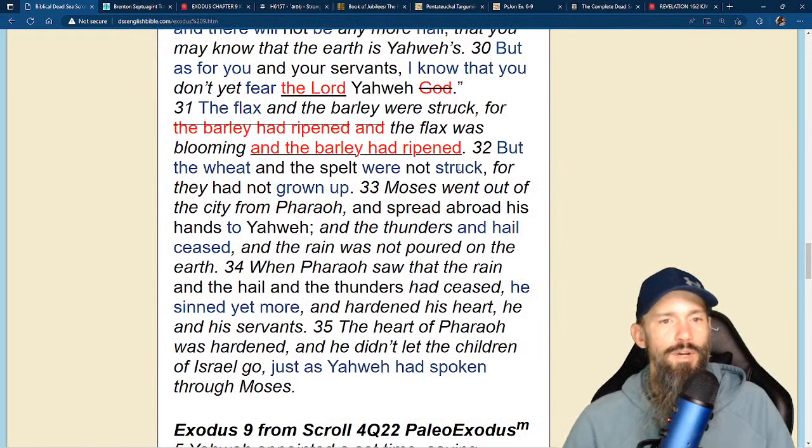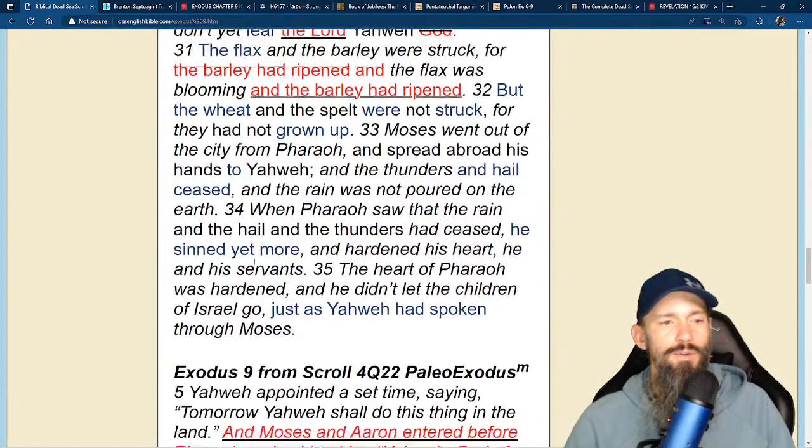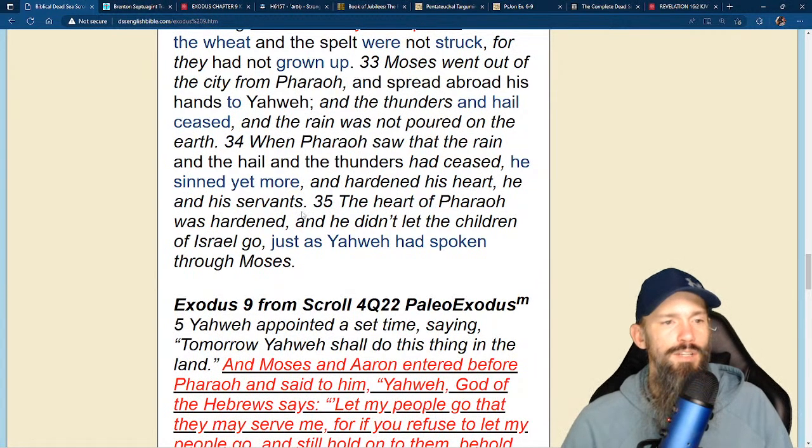The flax and the barley were struck, for the flax was blooming and the barley had ripened, but the wheat and the spelt were not struck, for they had not grown up. Moses went out of the city from Pharaoh and spread abroad his hands to Yahuwah. And the thunders and hail ceased, and the rain was not poured on the earth. When Pharaoh saw that the rain and the hail and the thunders had ceased, he sinned yet more and hardened his heart, he and his servants. The heart of Pharaoh was hardened, and he didn't let the children of Israel go, just as Yahuwah had spoken through Moses.